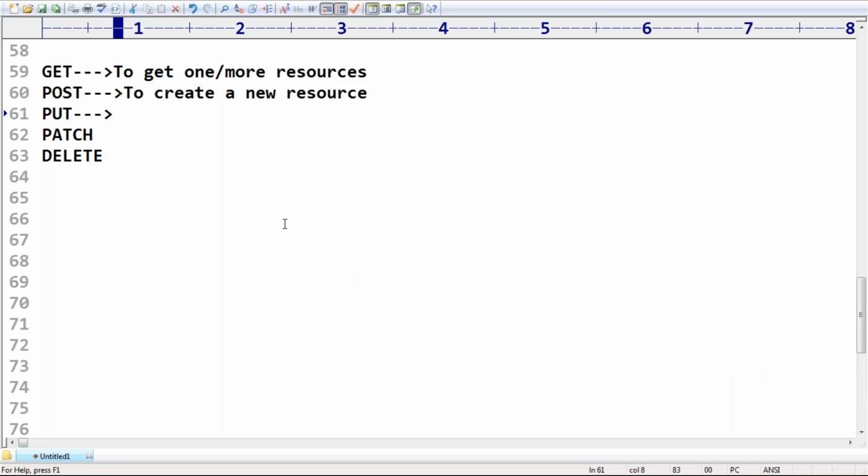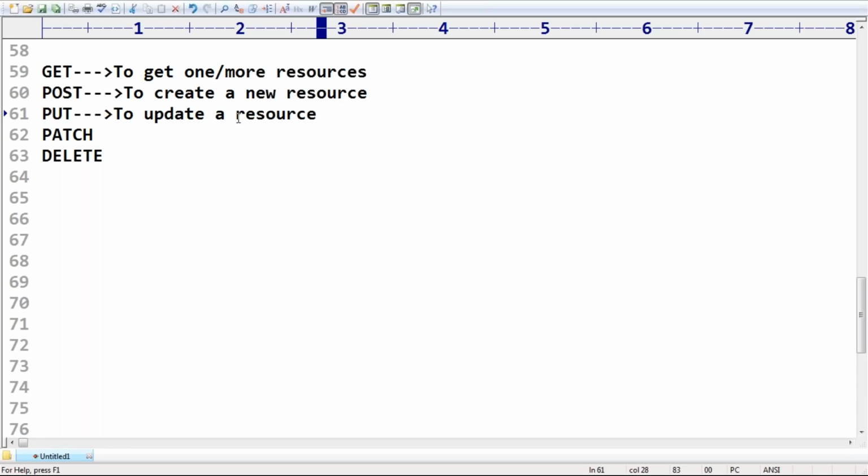Can you please tell when we should go for put? Good. To update your resource. I want to update your resource, then we have to go for put. I want to perform an update on employee salary, employee address, employee number. Can you please update? Then we require to go for the put method.